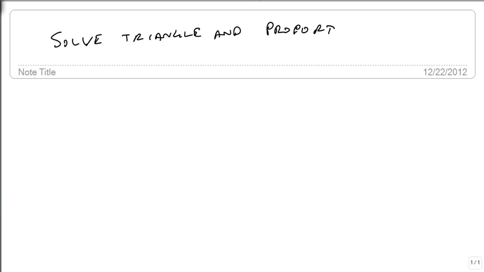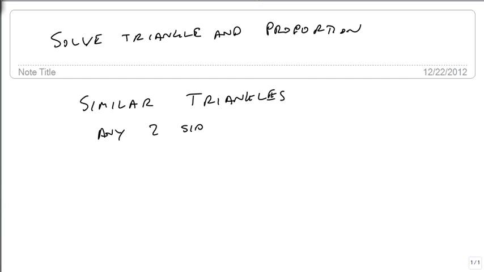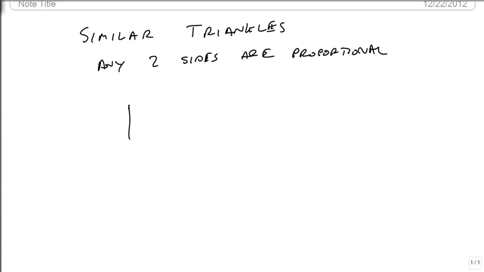We are now going to solve triangle and proportion problems. So we're going to start with similar triangles. And we say that two triangles are similar if any two sides are proportional.